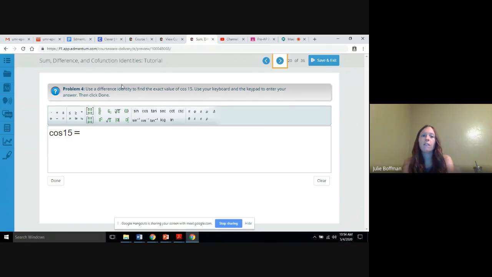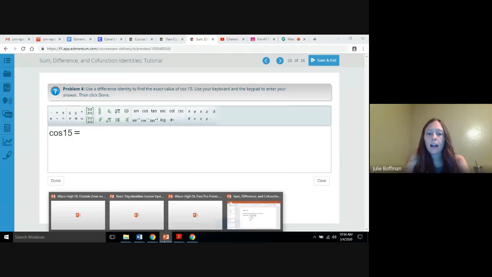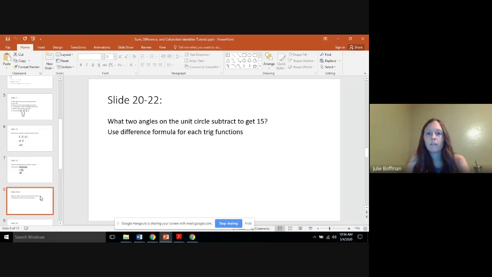And now it says obviously you should have to use a difference identity because 15 is smaller than the angles on the unit circle. So you're going to pick two angles on your unit circle that subtract to be 15. And then you're going to use your difference formula for each trig function. And so I will say on this one, if you pick the two angles from the first quadrant, so pause the video right now, come up with your two angles that subtract to equal 15 because I'm about to say it. Okay, so see if we pick the same ones.